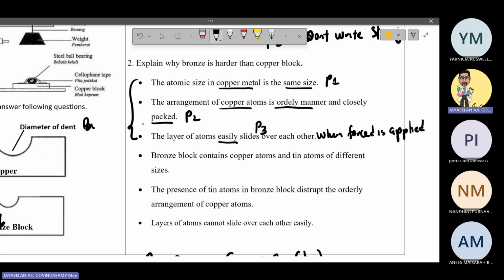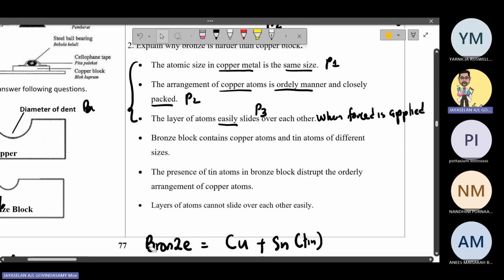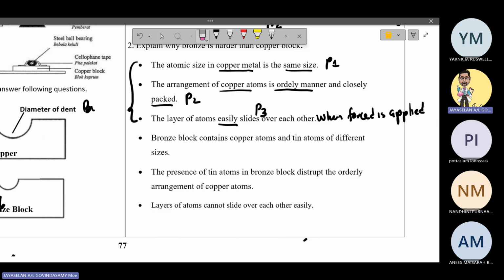This is copper block. Okay, sir, I don't want to use the way you answer. I want to use in different way. In copper block, the size of atoms present are same. Once you get that, when say same size of atom, they can slide over easily. So please remember, first you discuss about size, arrangement, and slide, and must put force is applied. Okay, make a correction. So you already score point 1.